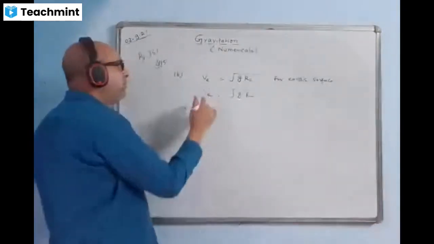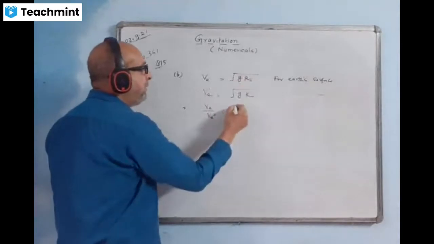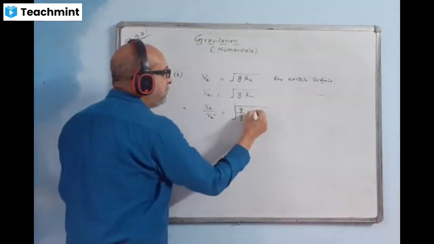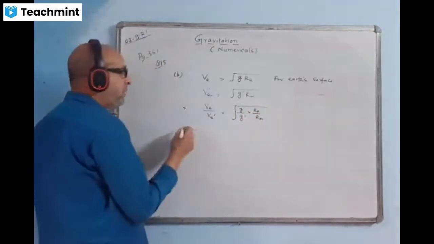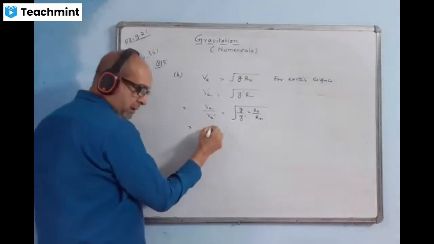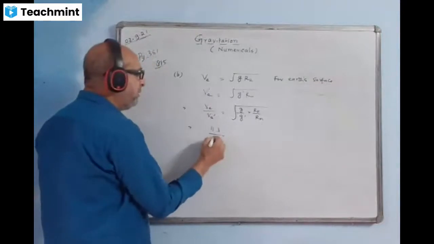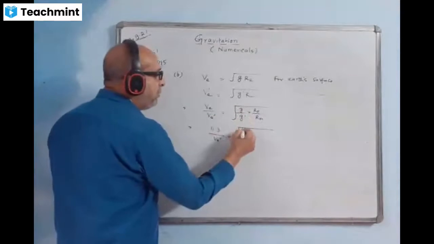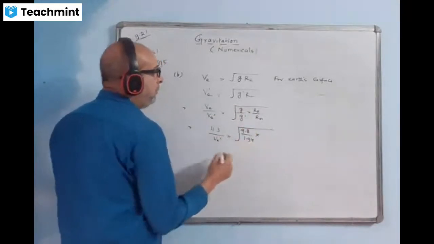Okay, I'll divide the two of them. You get V E by V E dash. When you divide, your answer becomes root of G upon G dash into R E by R M. Now I'll put the values. Escape velocity at the surface of the Earth is given as 11.3, keep it in kilometer per second only. G is 9.8, and G dash you found is 1.94.